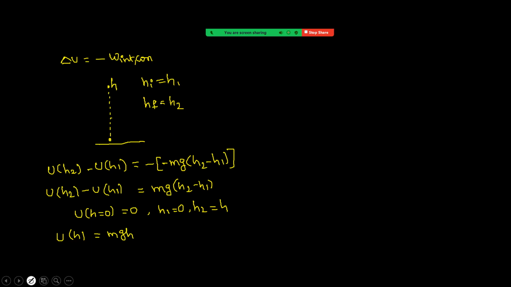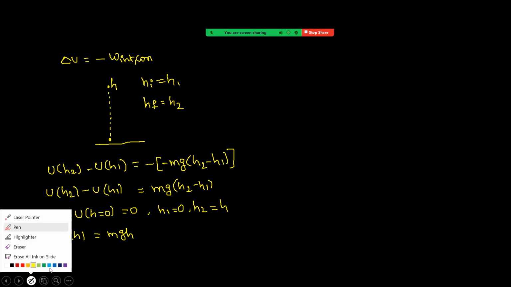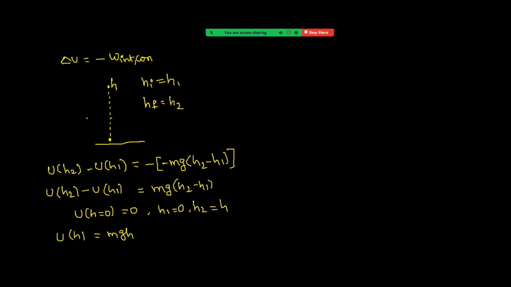Suppose I am taking this, let us take a different color to make it clear, as now the reference level. So we measure height now from the reference level. Height above the reference level is positive. Height below the reference level is negative. At the reference level it is 0.